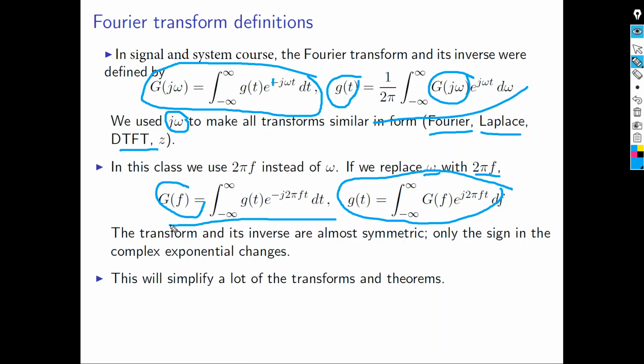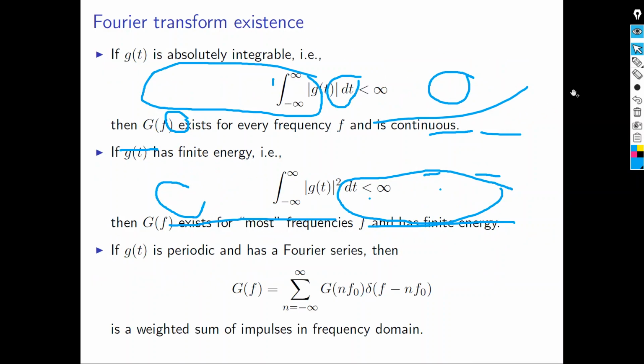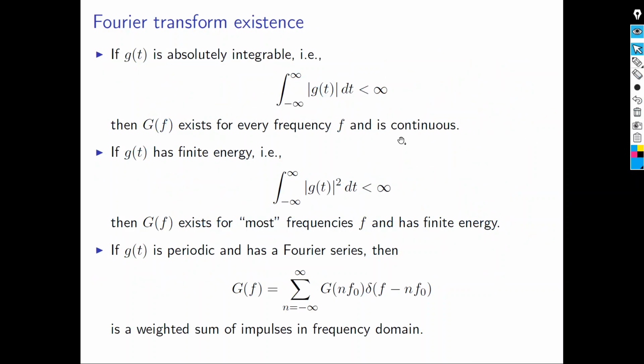The Fourier transform takes your signal from time to frequency. The inverse Fourier transform takes your signal from frequency to time. Since they are symmetric somehow, this will simplify a lot of the transforms and theorems. Clear? If g of t is absolutely integrable, you can integrate it and find a closed form for it, or the integration is less than infinity, it doesn't go to infinity, then G of f exists.